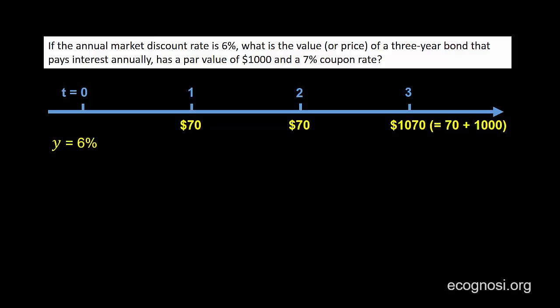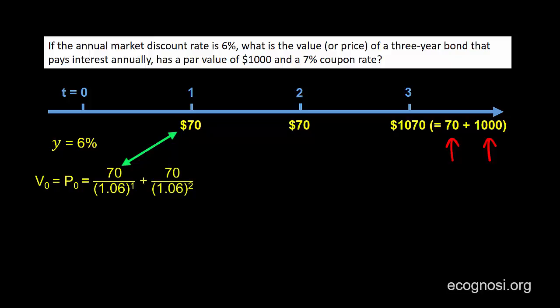As you can see, I already transferred the payments on the timeline. We have $70 in year 1, $70 in year 2, and $1,070 in year 3. The last payment comprises the last coupon payment and the par value of $1,000. So the value or price of the bond equals 70 over 1.06 to discount the first payment at year 1 and take it to year 0, plus 70 over 1.06 squared to discount the second one, plus 1070 over 1.06 to the third to discount the final payment at year 3.